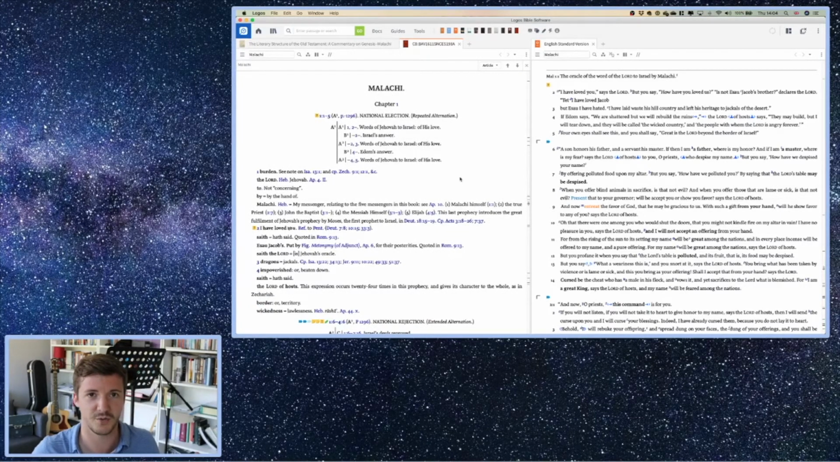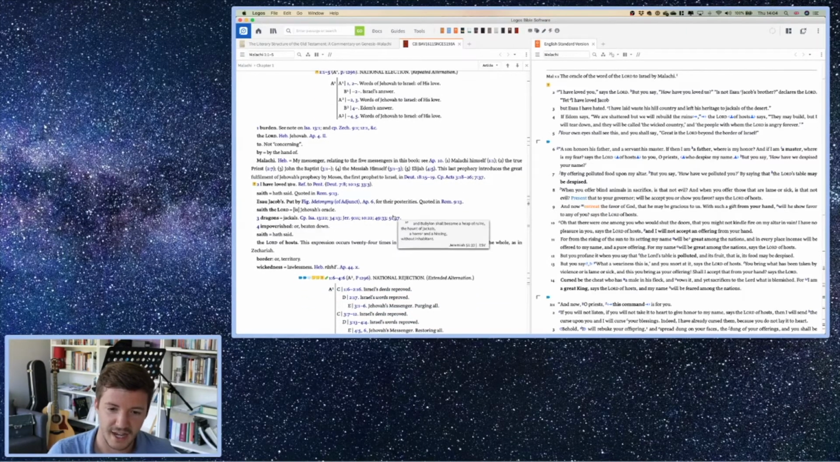So his big structure was just there. Here's his smaller structure. And he points out the words of Jehovah to Israel of his love. And you get Israel's answer. Verse 2 matches up here, doesn't it? Verses 2 and 3, the words of Jehovah to Israel of his love again. And this time, verse 4, you get Edom's answer to it. And again, you get the words of Jehovah to Israel of his love. So he's looking there for the structure of the book. And you get some other notes here, things that he found helpful.